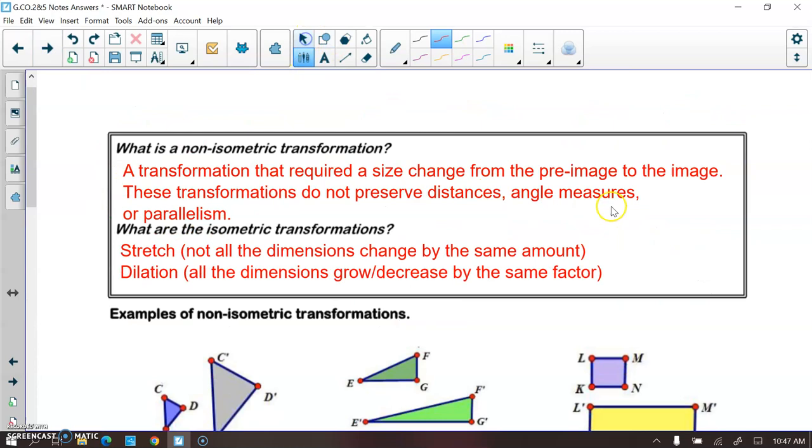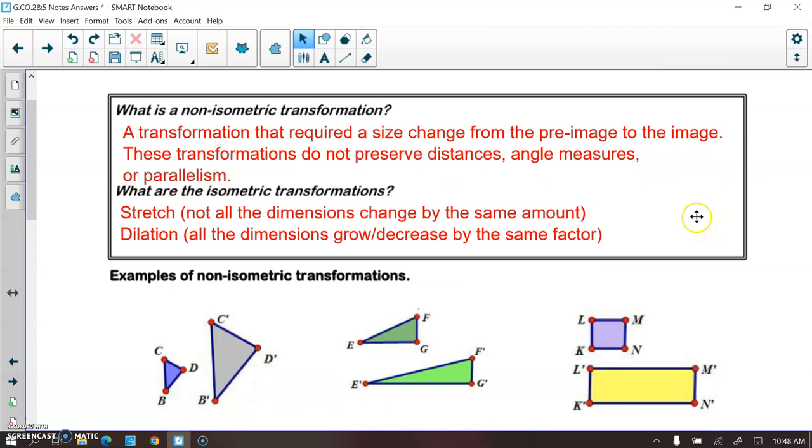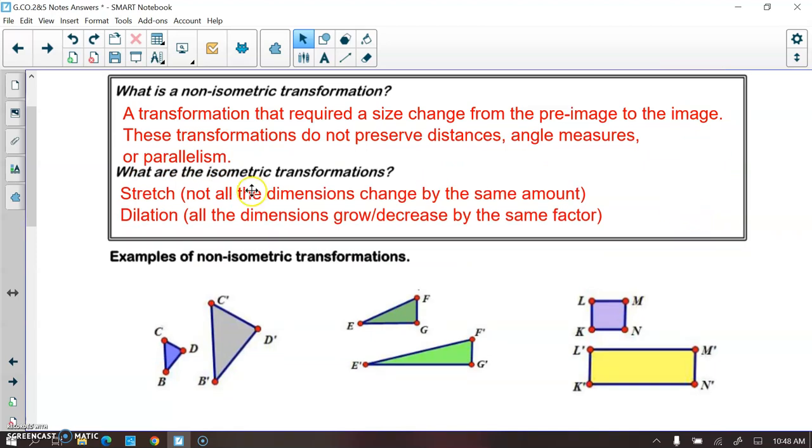Now, a non-isometric transformation is a transformation that required a size change from the pre-image to the image. And these transformations do not preserve distances, angle measures, or parallelism. The two types of, this should say what are the non-isometric transformations, which in yours, it is fixed. So the two types of non-isometric transformations are stretches and dilations.